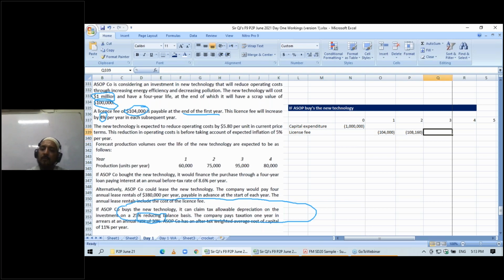Right, then one more time increase the license fee by 4%. Multiply 108,160 by 1.04, and then one more time increase by 1.04. So 112,486 multiplied by 1.04 gives you the fourth payment. So I've increased the license fee by 4% from the second year onwards.